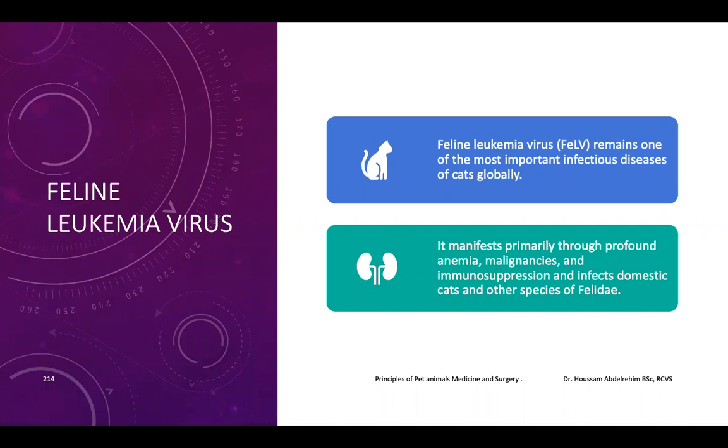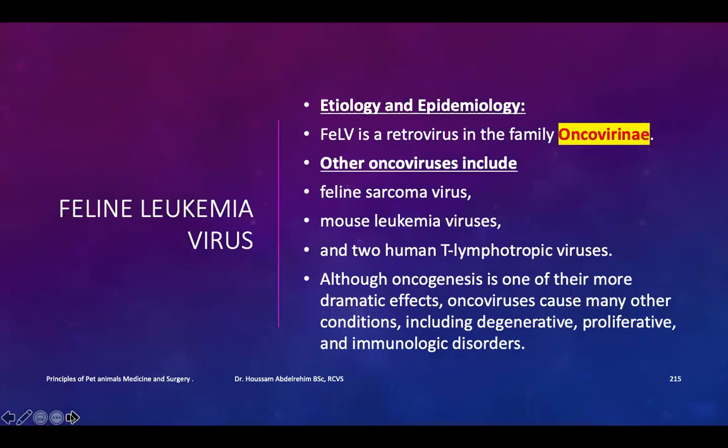Feline leukemia virus remains one of the most important infectious diseases of cats globally, worldwide. It manifests primarily through profound anemia, malignancies, and immunosuppression, and infects domestic cats and other species of the Feline, عائلة القطط.